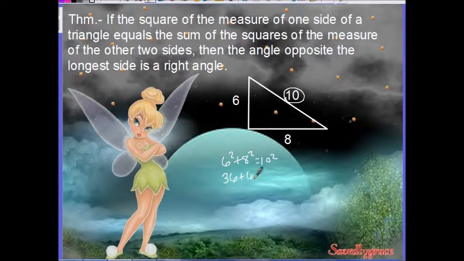36 plus 64 equals 100. Is that true? Absolutely. Which means that the right angle is going to be opposite the biggest side, so it would be formed right there.